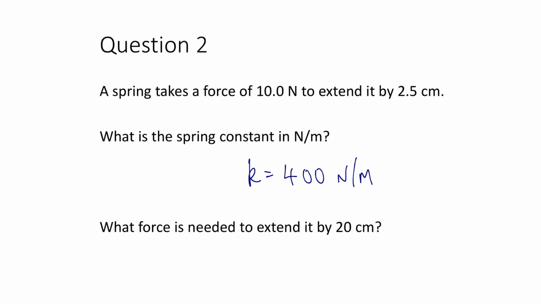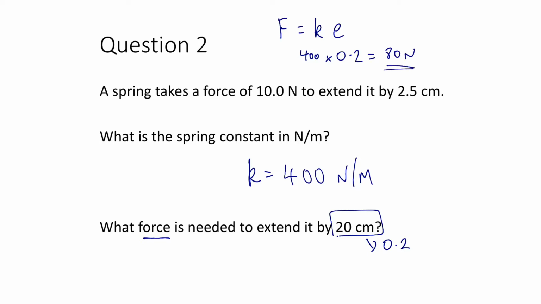So first things first, let's remind ourselves of the equation. So force equals spring constant multiplied by the extension. We're trying to find the force. We know the extension. Again, we need to be careful because we need to convert it into metres, so 0.2. We know the spring constant from the previous part of the question, which is 400. And again, put that into our calculator. 400 multiplied by 0.2 gives us a force of 80 newtons.